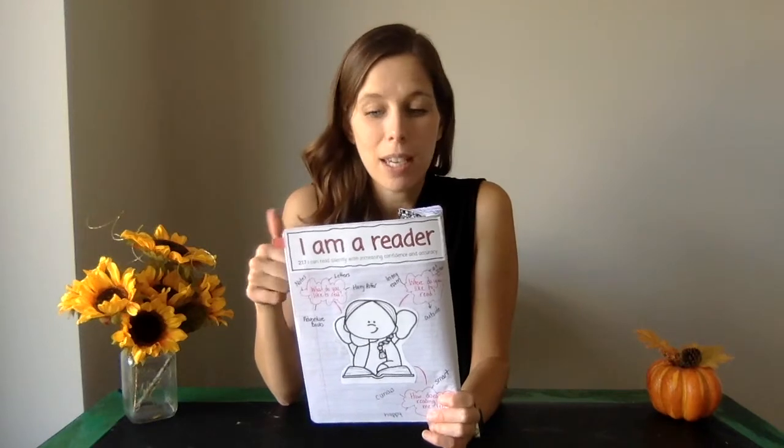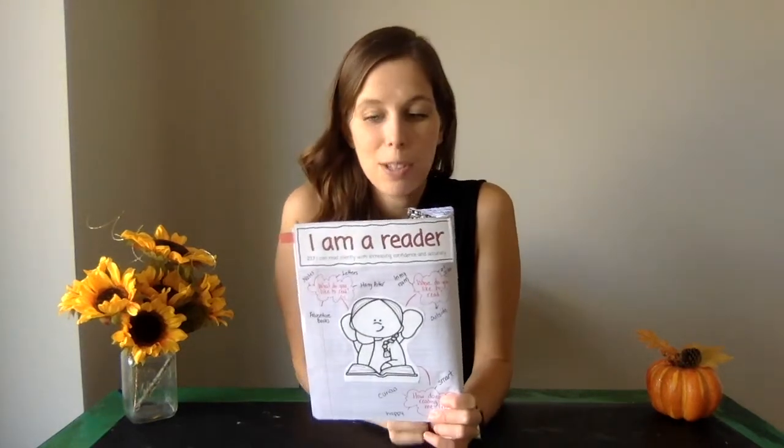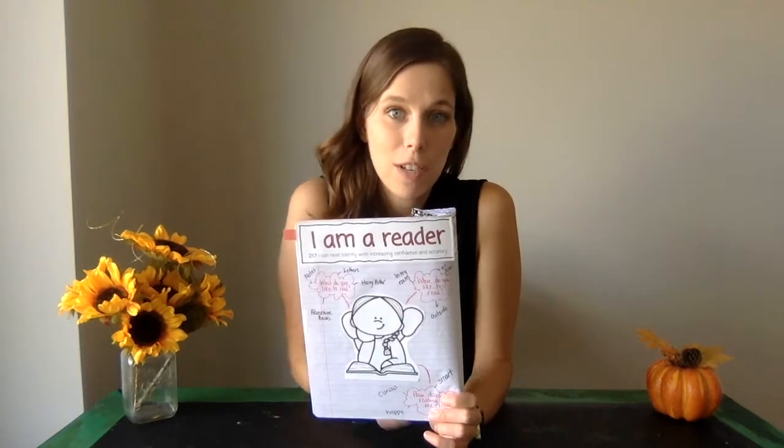For example, the first one is, I can read silently with increasing confidence and accuracy. The way that I approach that in my classroom is I tell my students that that is the goal that we want to achieve by the end of the year. I want you to be able to read more confidently and more accurately than you did before you came into the classroom. And if you did that, then you achieved your goal.